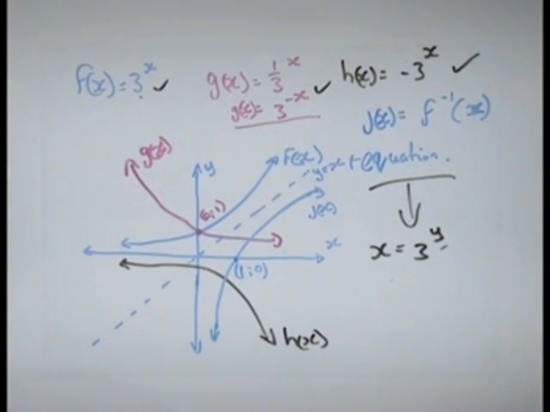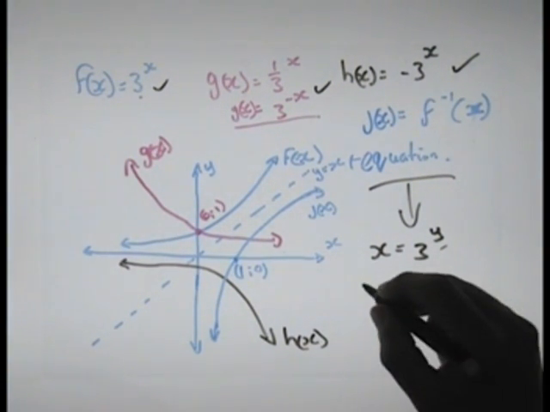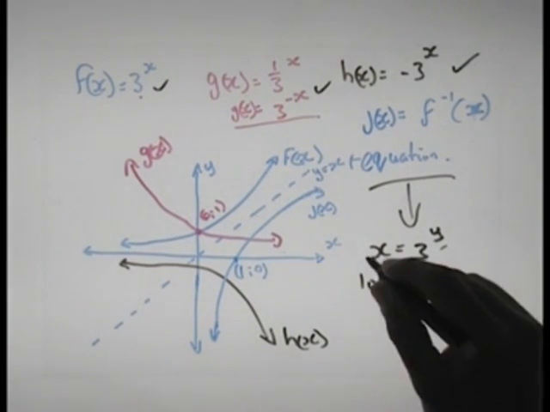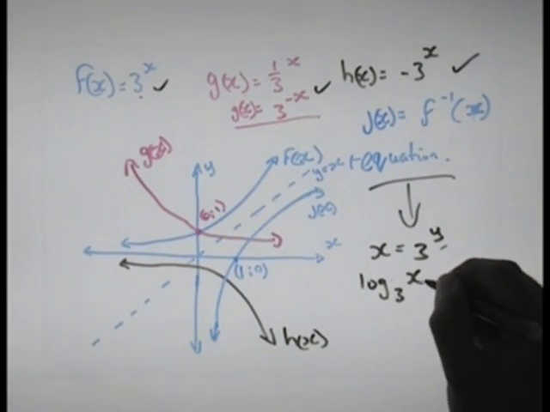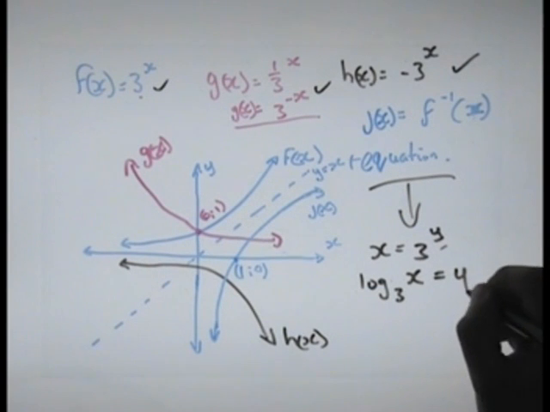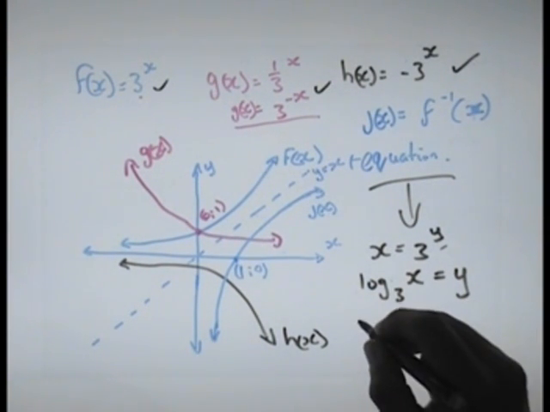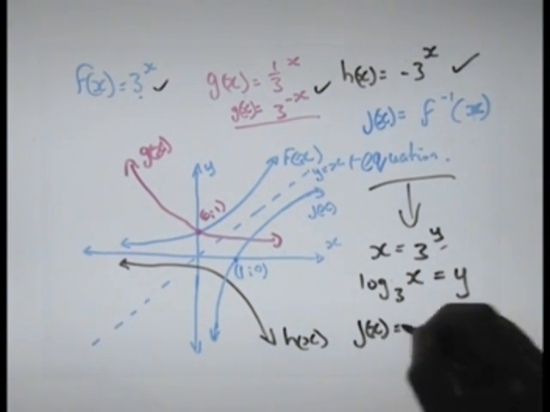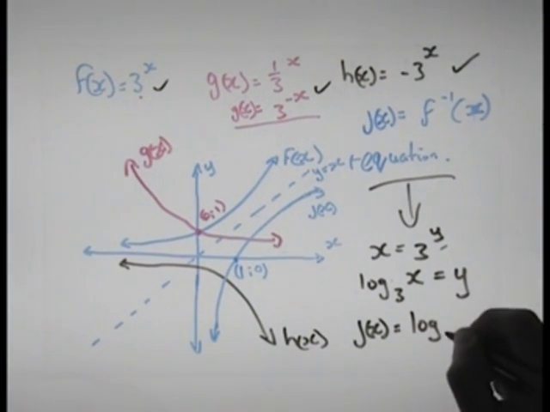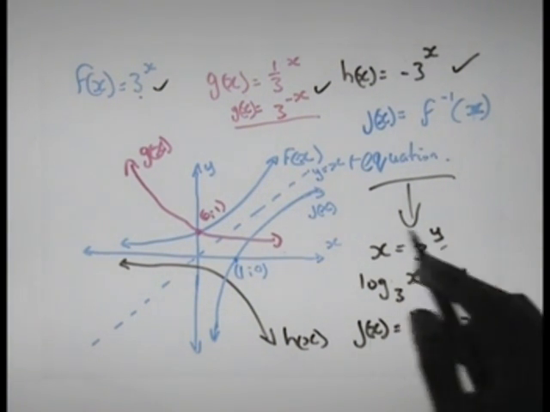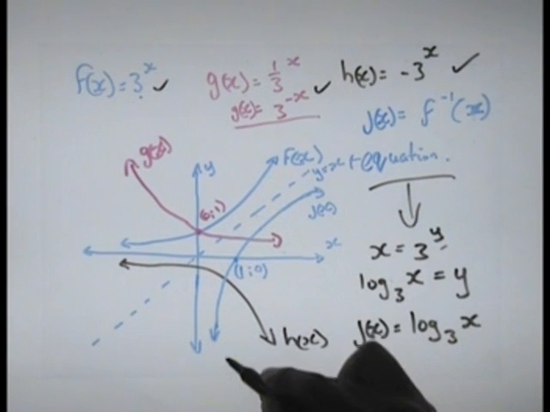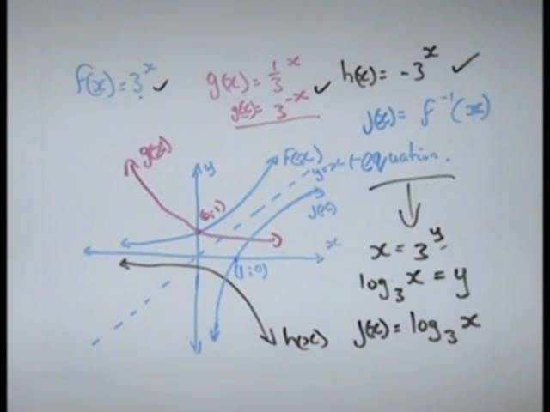But we always want our functions in the form y is equal to. So we are going to use logarithms. Log, this 3 moves to the bottom. Log base 3 of x is equal to y. That means that j of x is equal to log base 3 of x. And that's the equation of that graph.